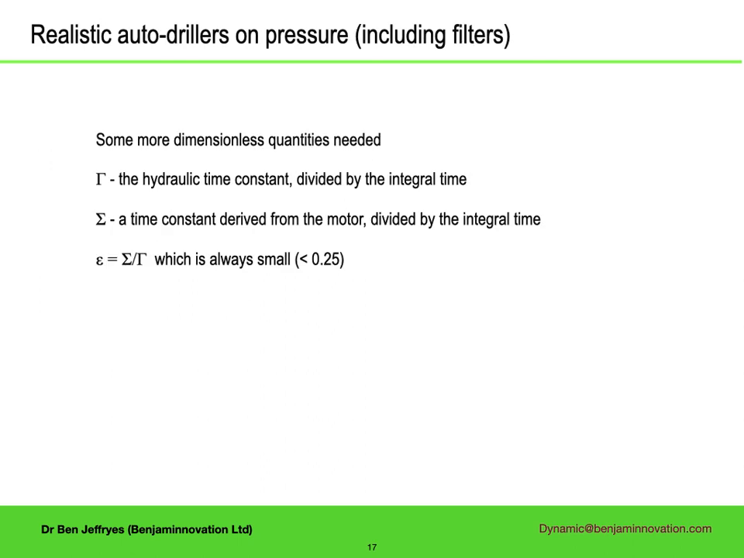I won't show you the equations, just show you examples of what comes out. The analysis follows the same methodology as for weight control. There are two more dimensionless quantities, one of which is very important. The first is the hydraulic time constant normalized by the integration time, which I'm calling capital gamma. The second comes from the negative compliance effect as the flow reduces through the motor, and can be reduced to a dimensionless ratio of times, which for realistic systems is always small, less than a quarter. I'm going to plot graphs with epsilon equal to 0 and epsilon equal to 1/4, but while it affects the exact numbers, it doesn't affect the qualitative behaviour.